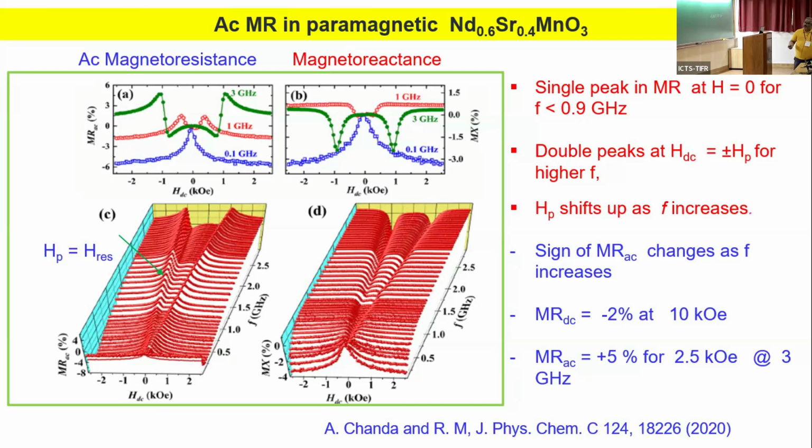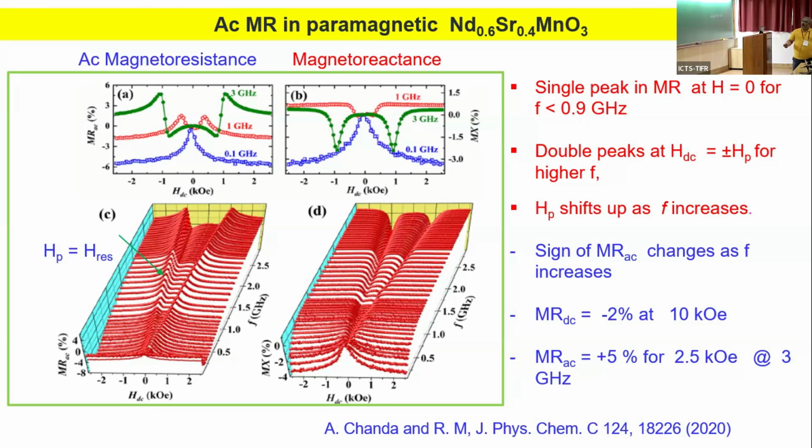Okay, so this is a 3-dimensional graph where I vary the frequency from 1 gigahertz to 3 gigahertz. You can see clearly that the central peak now splits into 2 peaks and beautifully shifts upward.